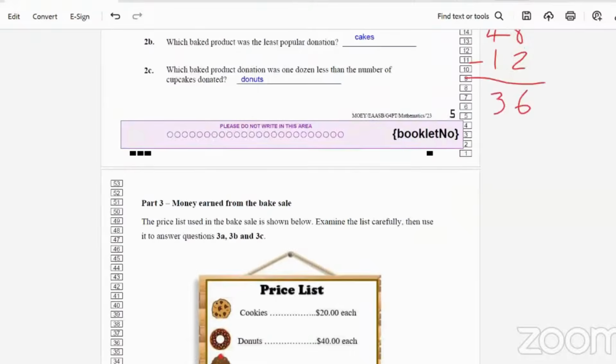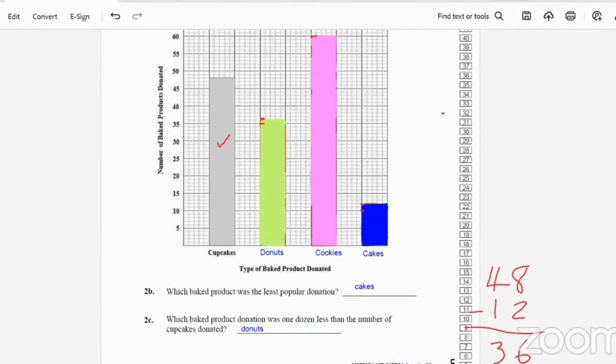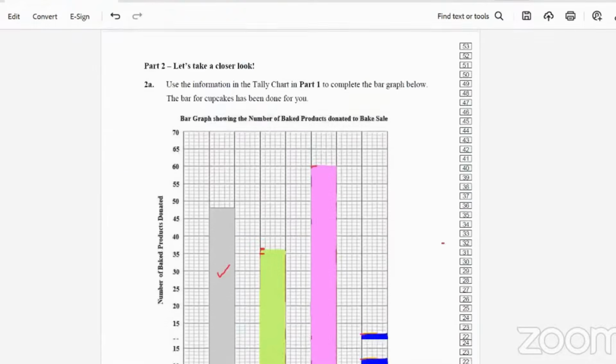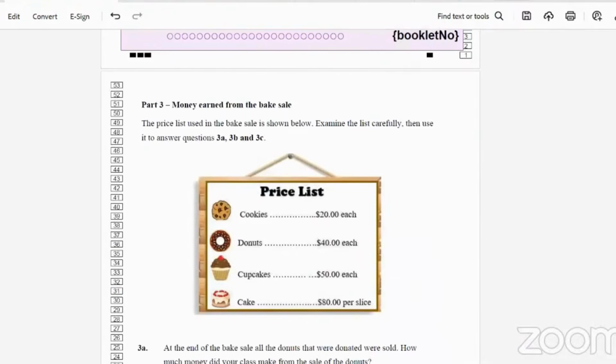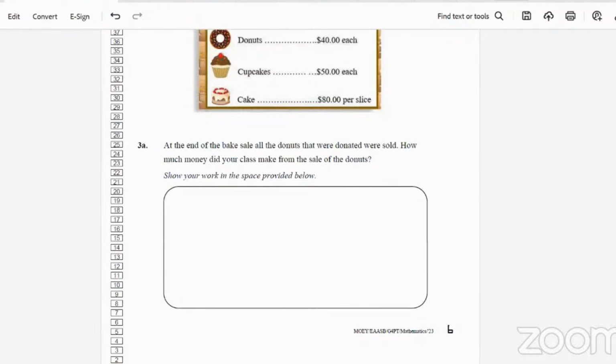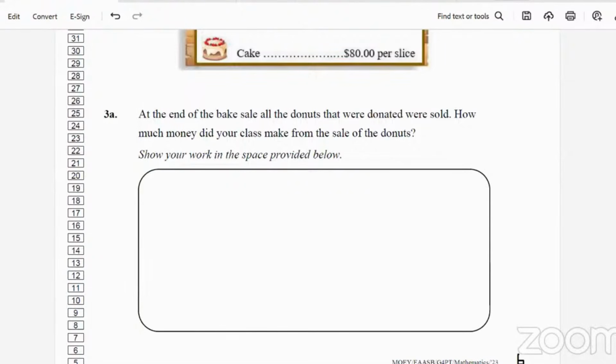I have the amount, but I want you to remember you'd have to go back. We can use the bar graph to see donuts 36, okay? Or we can go back to the tally chart, donuts 36. So we're going to be using that amount, 36. And we're going to be multiplying that by 40 since the donuts were sold for $40 each and all the donuts were sold. Okay, so we can use that information now to show our working below. So we're going to be multiplying 36 donuts, and remember we said they were sold for $40 each, so we're going to be multiplying 36 by 40.